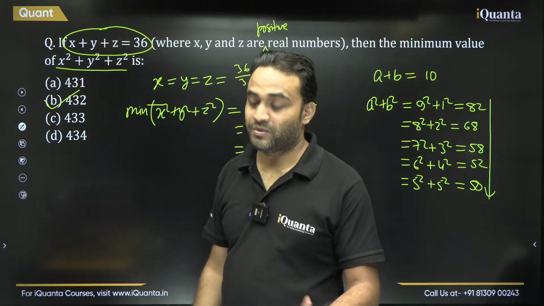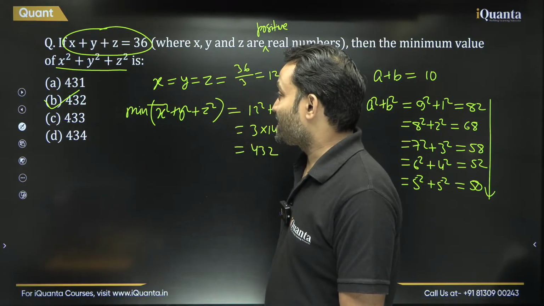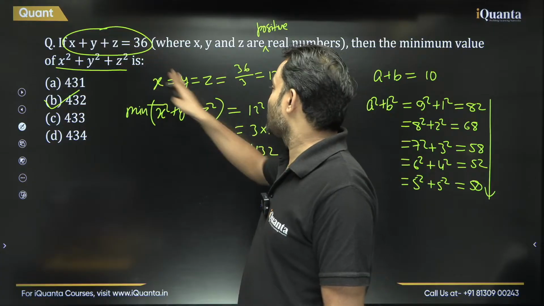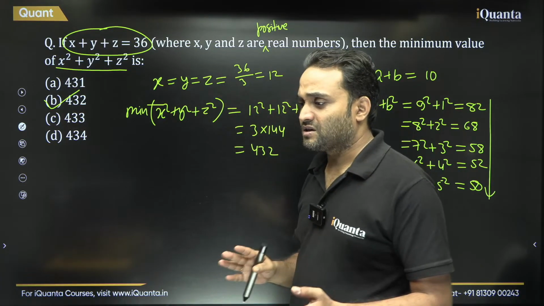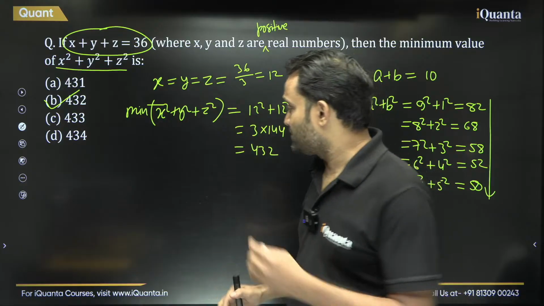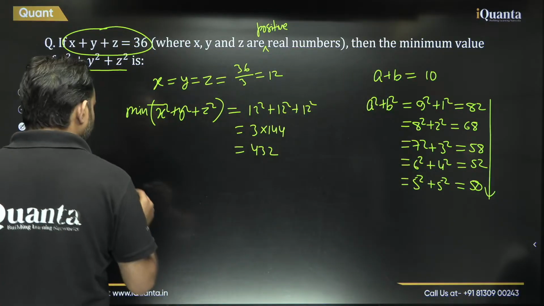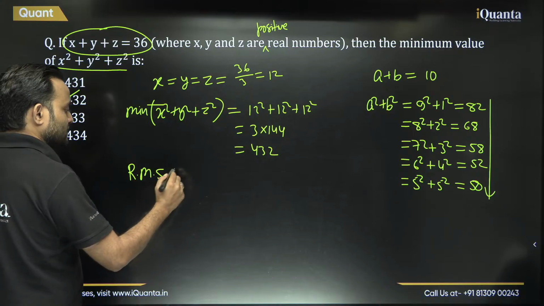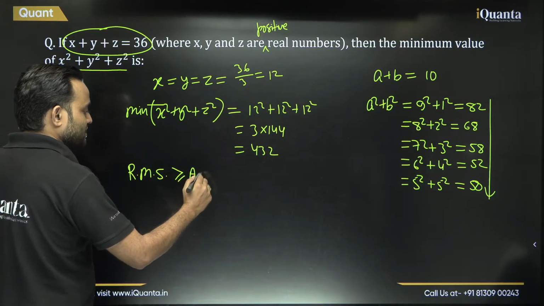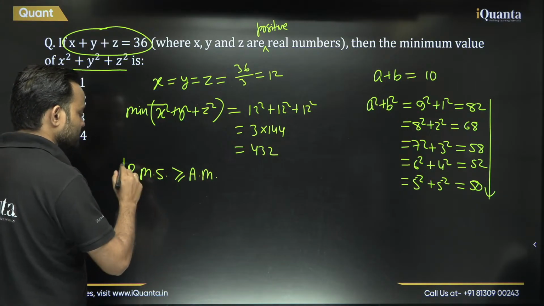But what if these values are not like this, that you can easily divide and solve, or some other complications have been given? So you should know that root mean square is always greater than or equal to arithmetic mean. Are you guys aware of this?